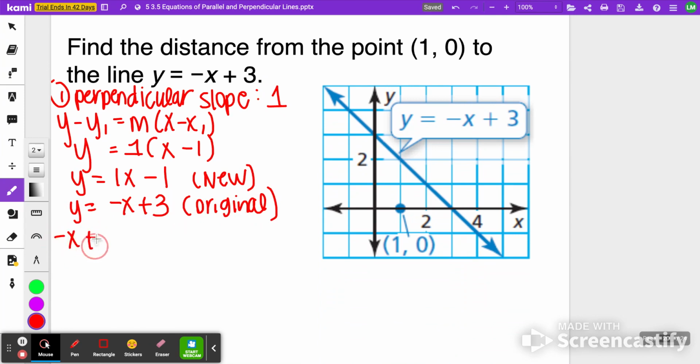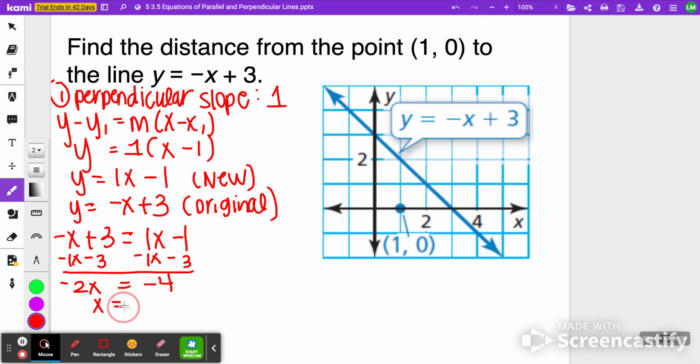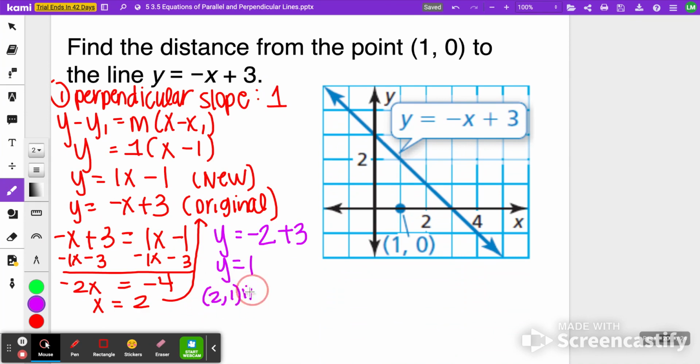So negative x plus 3 is equal to 1x minus 1. I do that by combining like terms and putting them on the same side as one another. So I get negative 2x is equal to negative 4, and then x is equal to a positive 2. Now that I know this, I'm going to plug that back into the original equation to see what y would be equal to. So y is equal to negative 2 plus 3. That means y is equal to 1. So my new point will be (2, 1). They intersect at (2, 1).